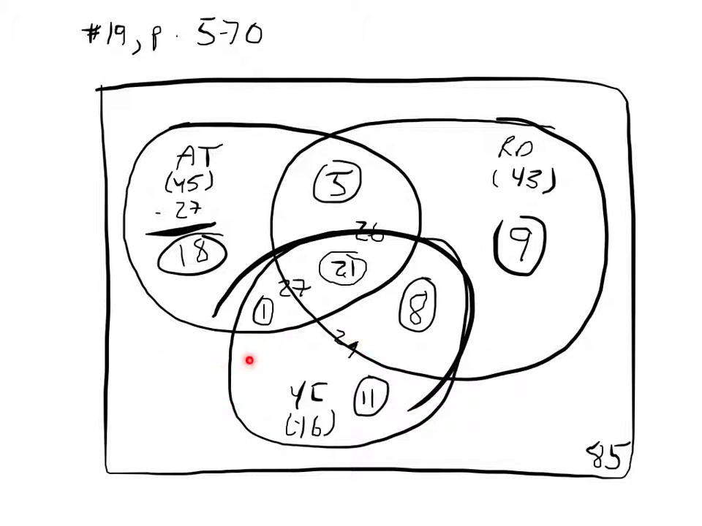What about part 2, how many cars don't have any of the features? Well, I would add up all of my numbers in here and then subtract those from 85. And that would give me the number of cars that are in the group of 85 cars but that don't have any of the features. And if you do the arithmetic, it turns out to be 12.